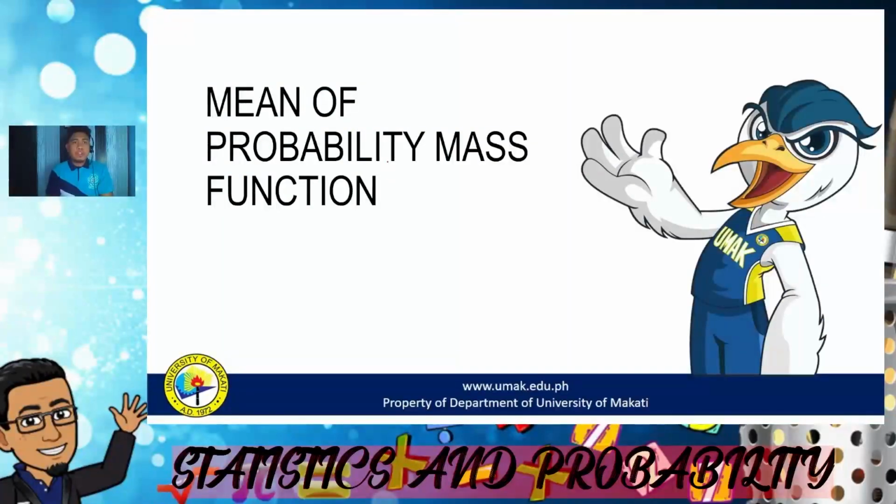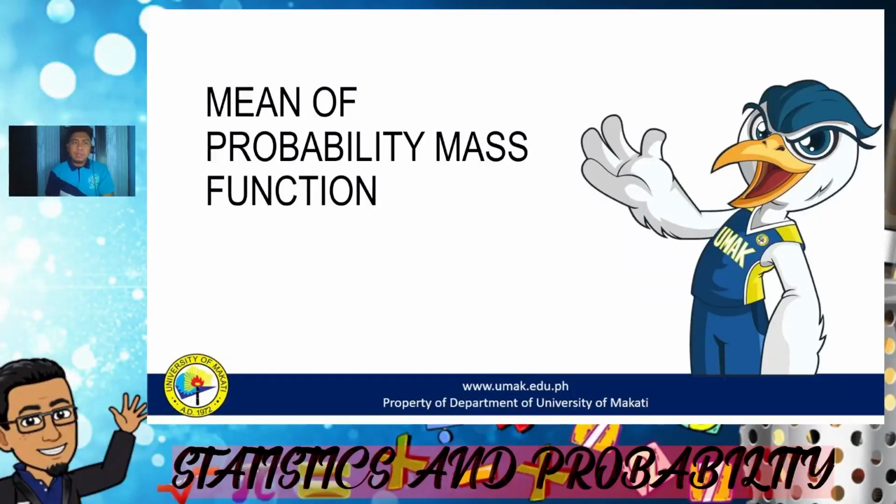Okay, so moving on with our mean of probability mass function. Now, probability mass function is just another term for our discrete probability distribution. Baka mamaya ma-encounter nyo siya regarding with other books. Ang nakalagay lang is probability mass function that is also considered as discrete probability distribution. Okay, so same lang sila.